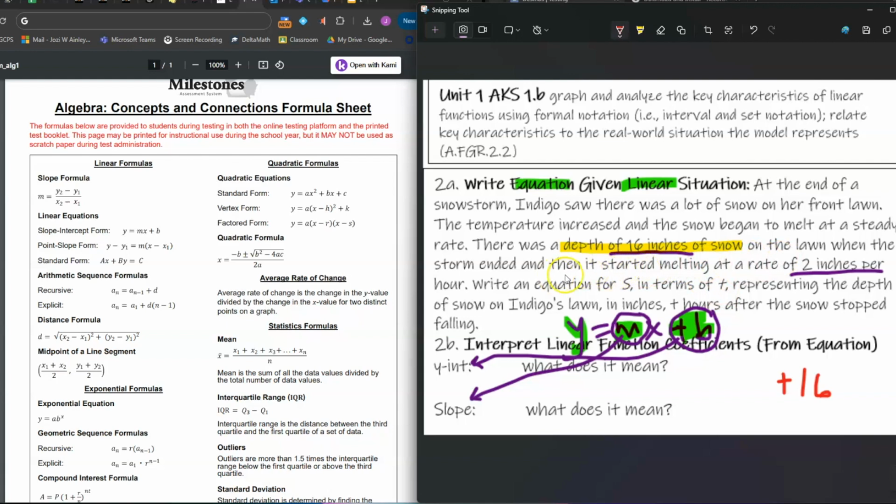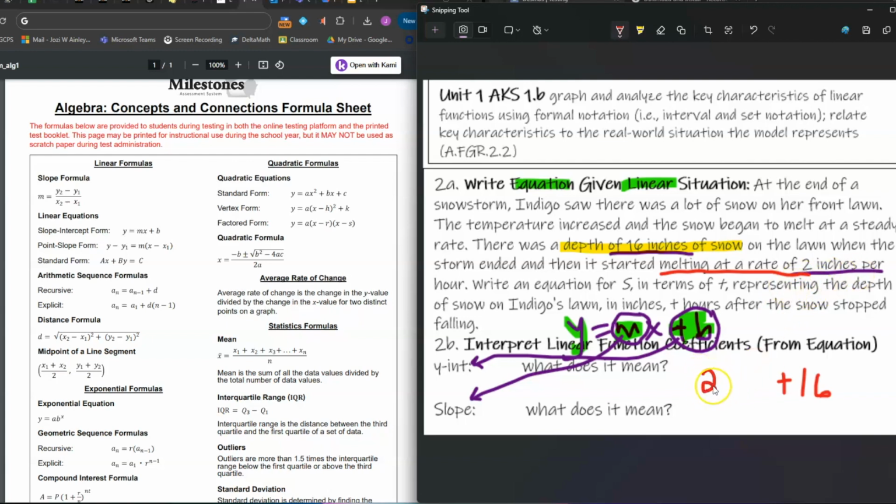And then it's doing what? What is the snow doing? It's melting at this rate. So this is per hour. So every hour, it melts 2 inches. Next hour, melts 2 inches. Next hour, melts 2 inches. You get the idea. So it's melting 2 inches. That's the number that keeps happening.